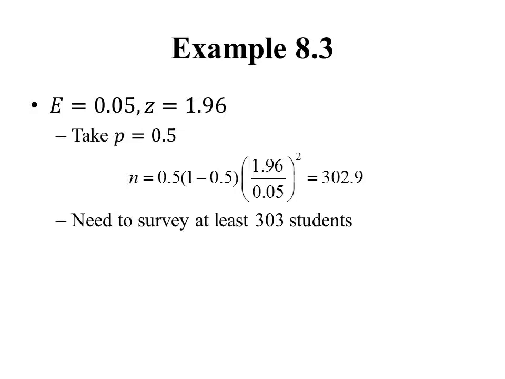Now in this problem, we're not going to take into account attrition. Attrition may not be a real factor because this is not a longitudinal study in any sense. This is just a point study. So this means we need to go out and survey about 303 students.